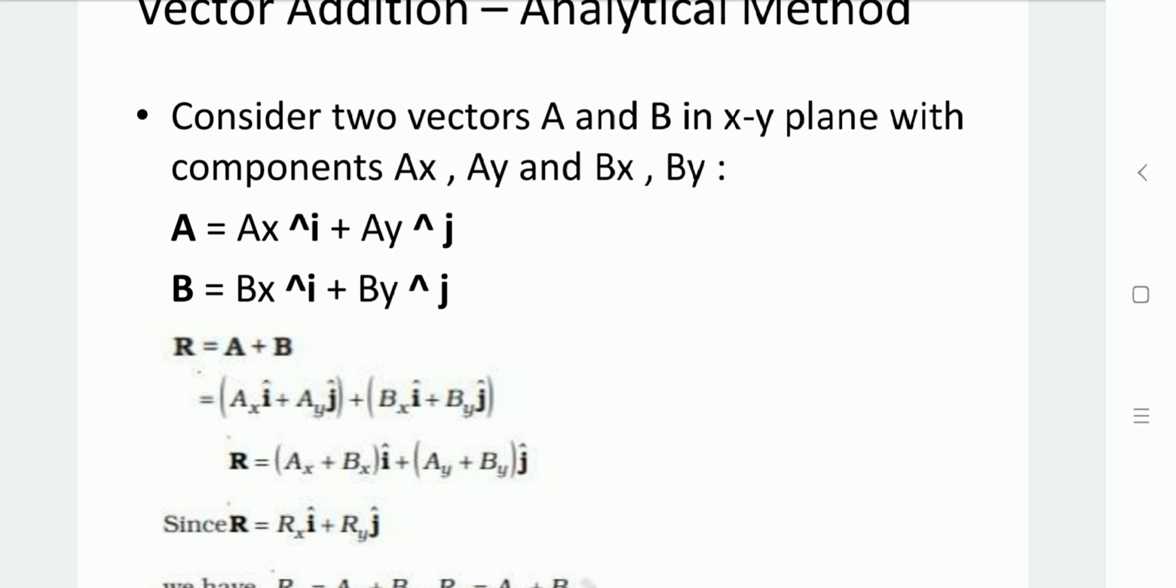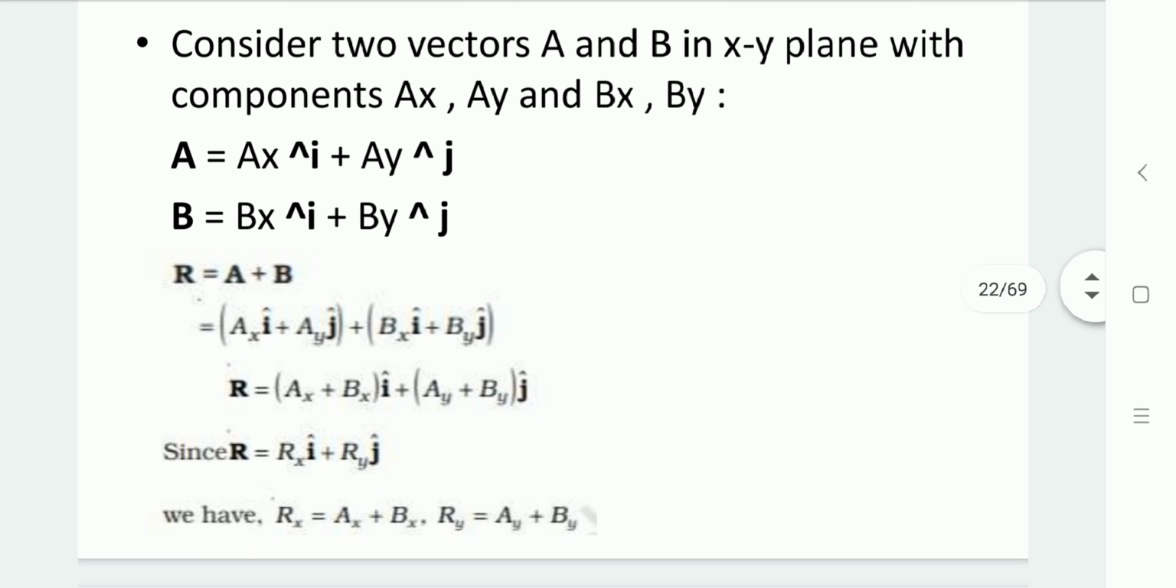So here the resultant vector R can be represented as rx i plus ry j. So rx is equal to the addition of both the vectors in the x direction, ax plus bx, and ry is equal to the addition of the components in the y direction of both the vectors, ay plus by.